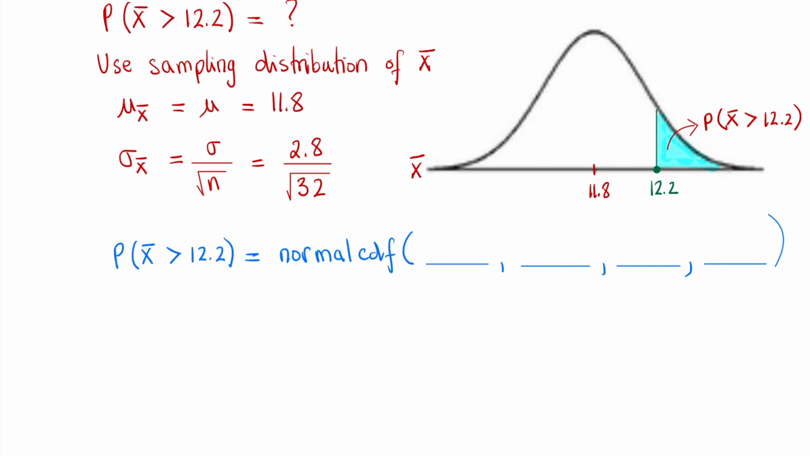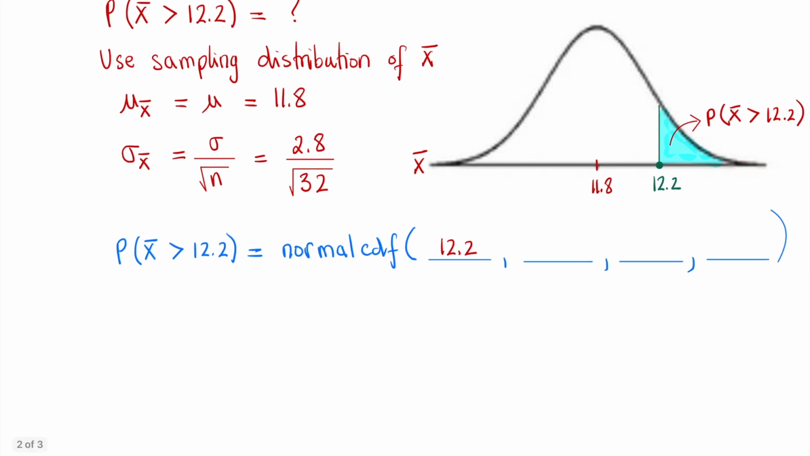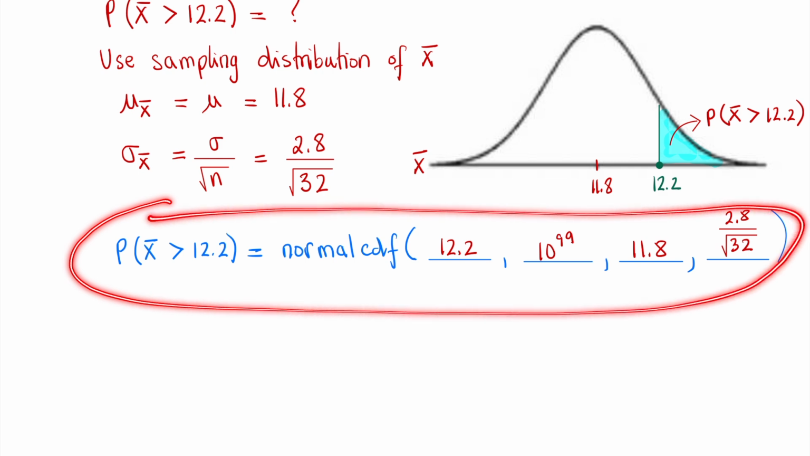So for this problem, the lower bound of this area is 12.2. The upper bound is infinity, so we'll use 10 to the 99th. The mean is 11.8. And the standard deviation is the standard error, which is 2.8 over square root of 32. Now, let's enter this in the calculator.